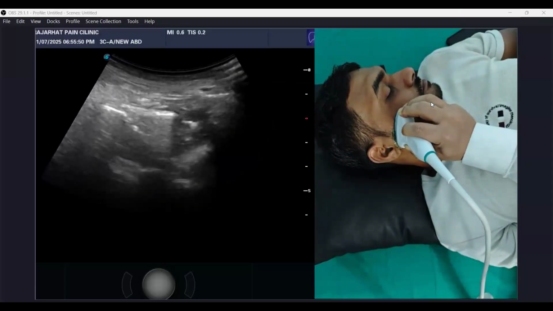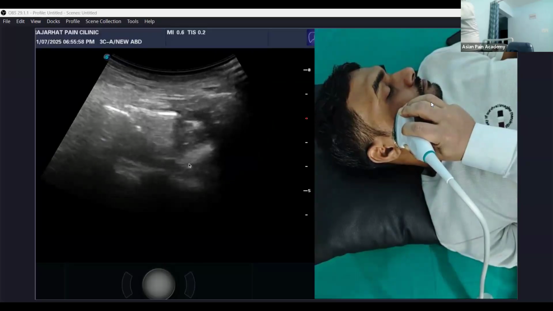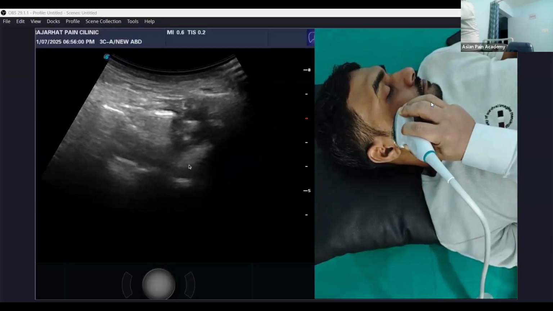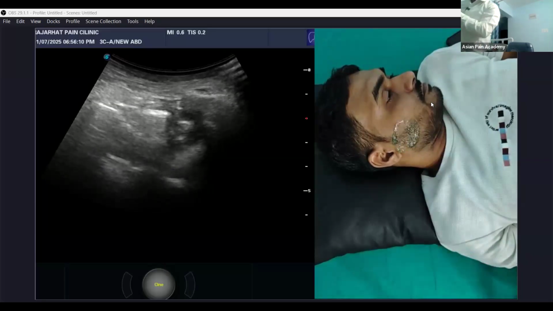Sir, can you label them? Okay, I will label, but you try to see this area. Okay, see this area. So something pulsatile, whether you can find it or not. This is the pulsatile area.